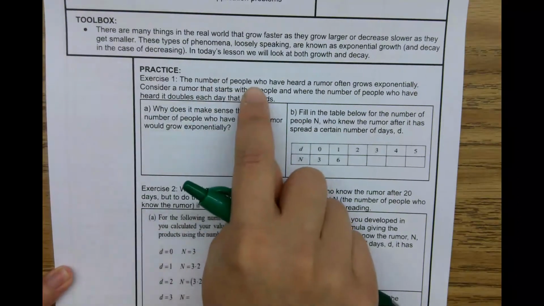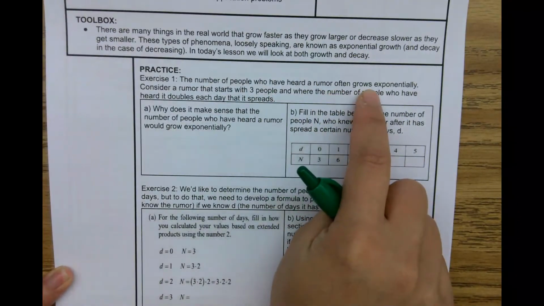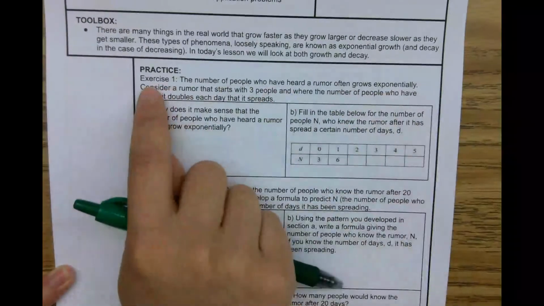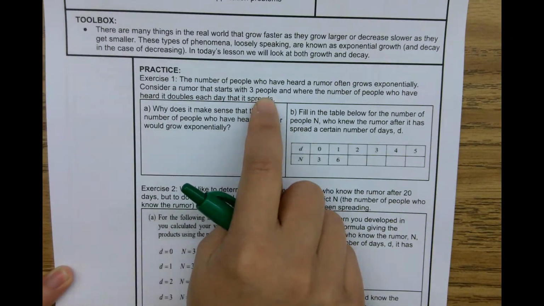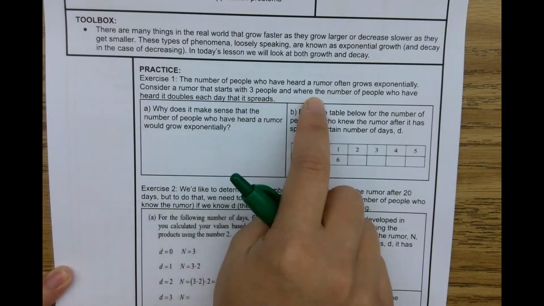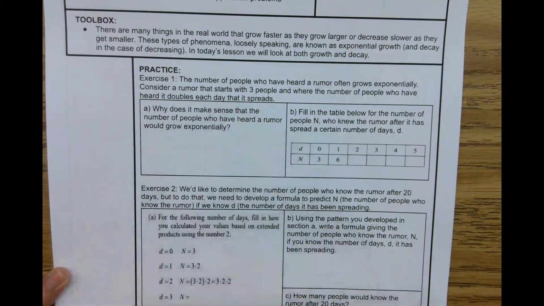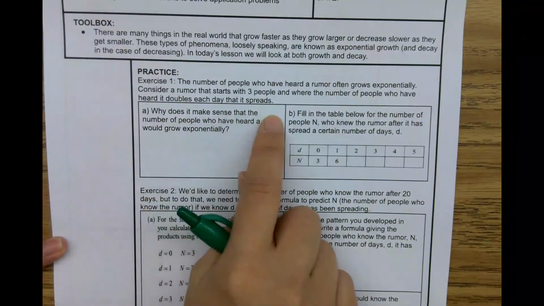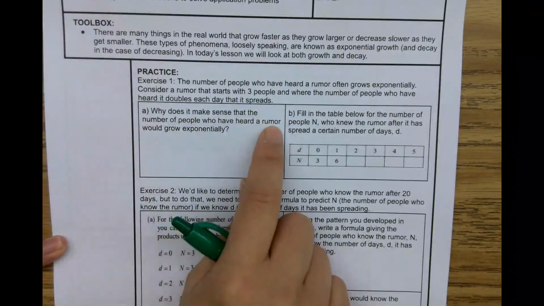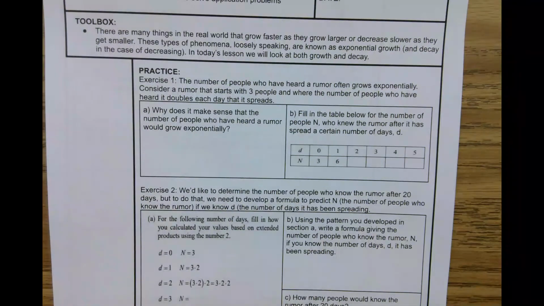The number of people who have heard a rumor often grows exponentially, right? So let's consider a rumor, and it starts with 3 people knowing about it, okay? And the number of people who have heard it doubles each day that it spreads. Okay? So first I want you to think, why does it make sense that the number of people who've heard a rumor would grow exponentially, right?